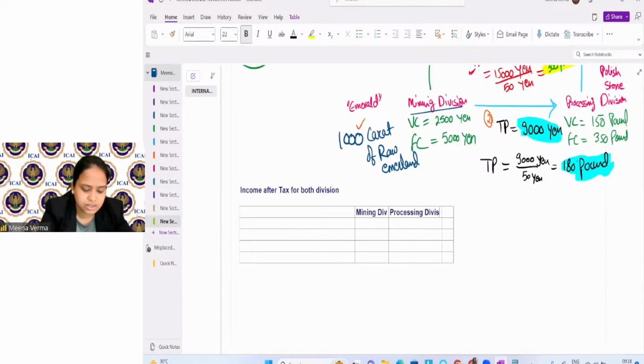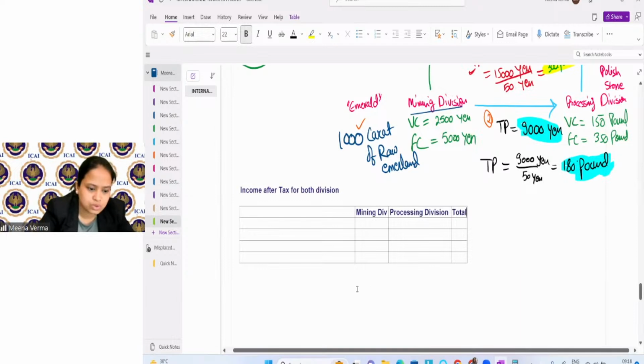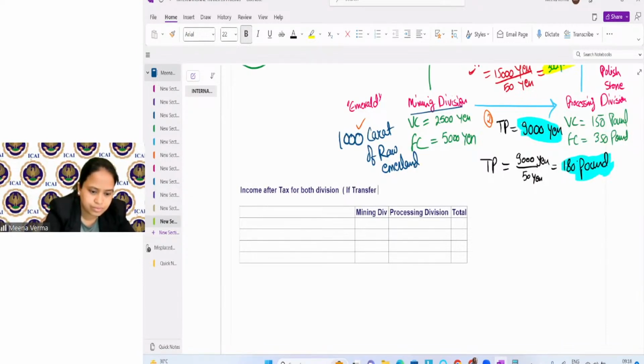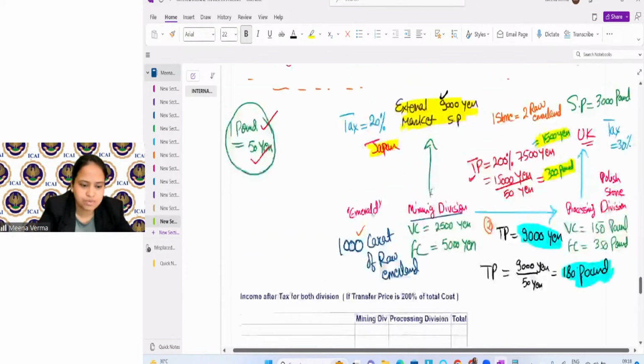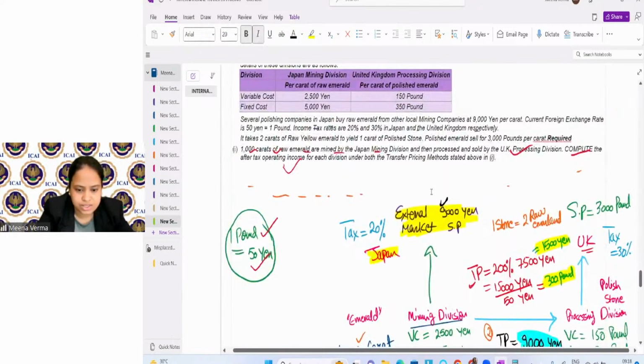The point is that the answer will be different in case of different transfer pricing, and the total. So here I'm assuming, if the transfer price is 200% of total cost. Okay. If the transfer price will be 200% of the total cost, then in such case, compute the operating income net of tax.